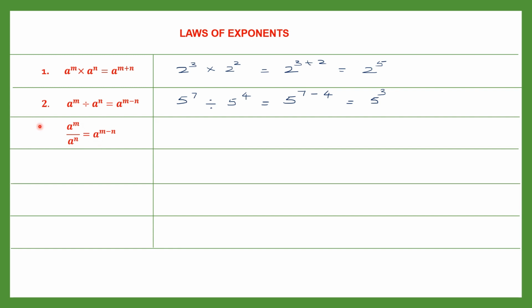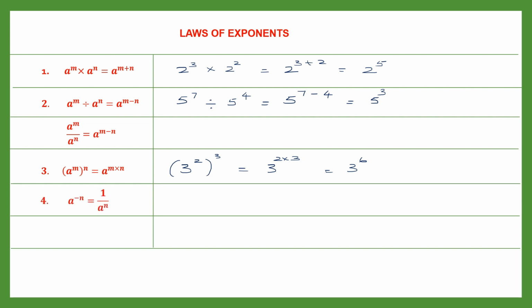Then we have the power law. Power law is when a base is raised to a power and that whole thing is raised to another power. So in that case, we multiply the powers. Now here, if I have 3 to the power of 2 raised to the power of 3, this becomes 3 to the power of 2 into 3. That is 3 to the power of 2 threes are 6.